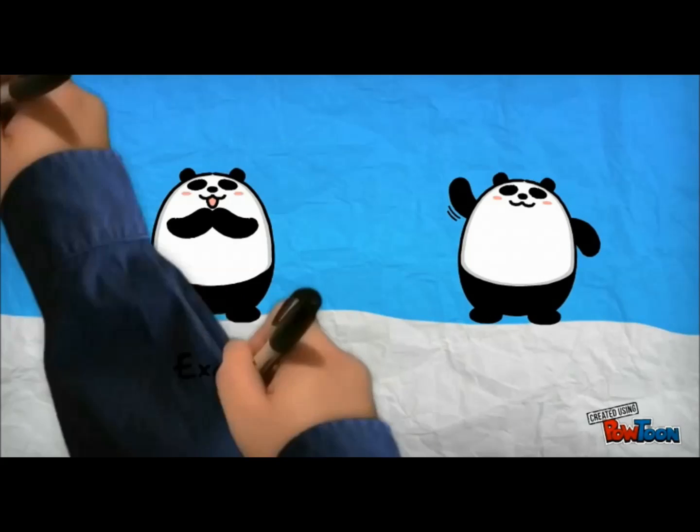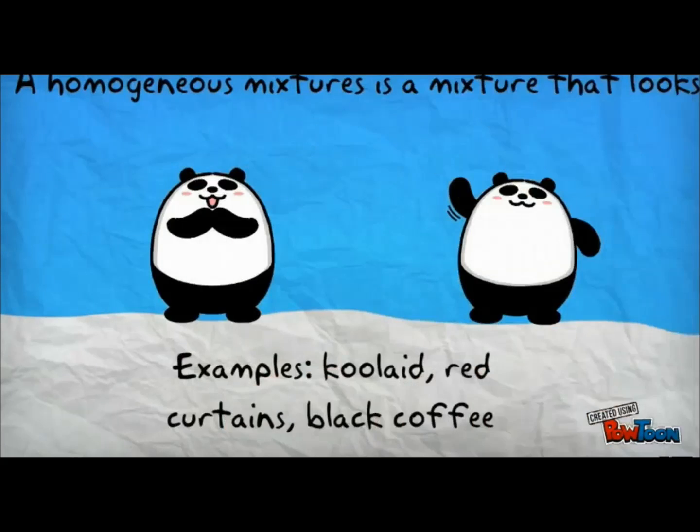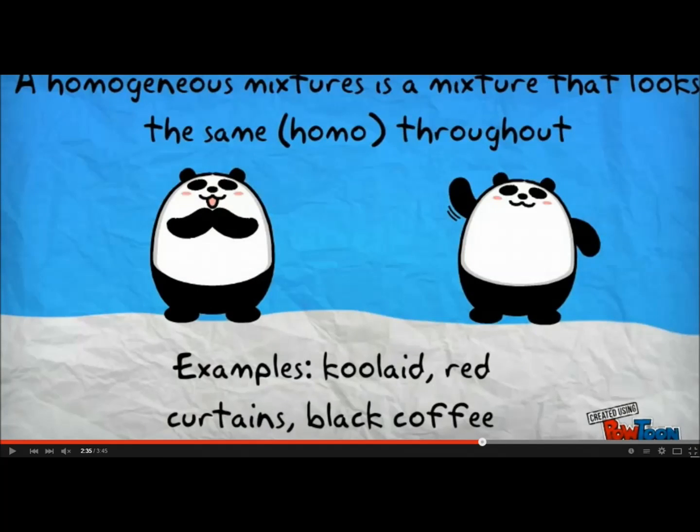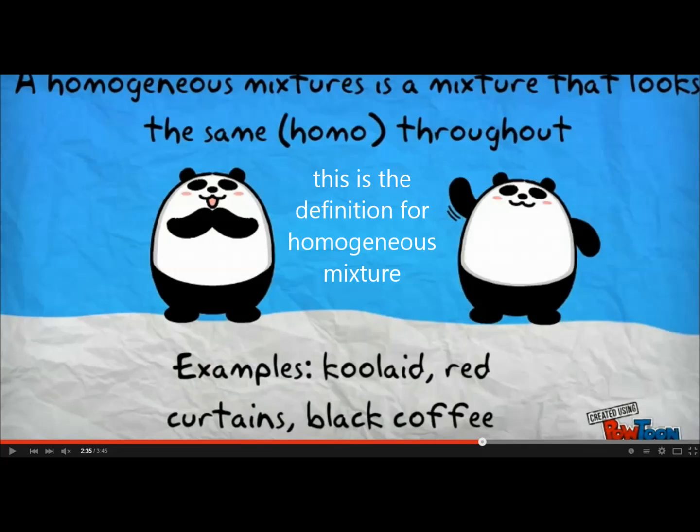So a homogeneous mixture is a mixture that looks the same throughout. You've heard the prefix homo. It's okay to use your prior knowledge here. You've heard the word homosexual, right? Well, the prefix homo means same. Okay, homosexuals are people that like the same sex. So use that prior knowledge here to remember that a homogeneous mixture is a mixture that looks the same throughout.